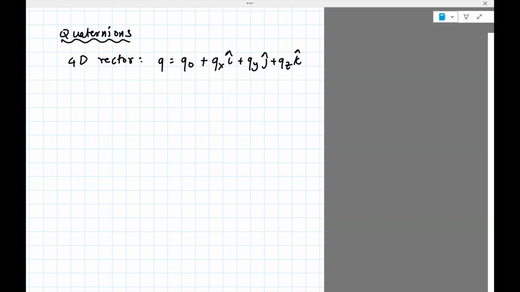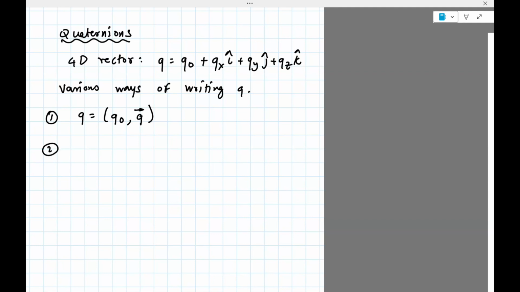Now there are various ways of writing the quaternion. I'm going to give you a few ways. One is you could write Q as Q0, indicating the constant part, and then put a vector sign indicating that's a vector. So it'll be QX i plus QY j plus QZ k.